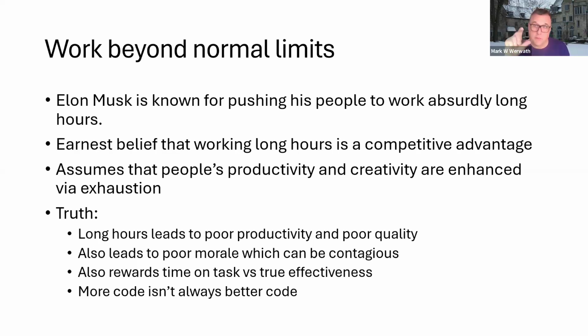Elon Musk, I guess the partner, if you will, of Peter Thiel, is also known for pushing his people to work absurdly long hours. Well beyond 40 hours, we're talking 50, 60, 70, or maybe 80 hours a week or more, right? On a continuous basis, this is harmful to not just the psyche, but also the physical well-being of your employees, right? You are pushing them beyond their limits.